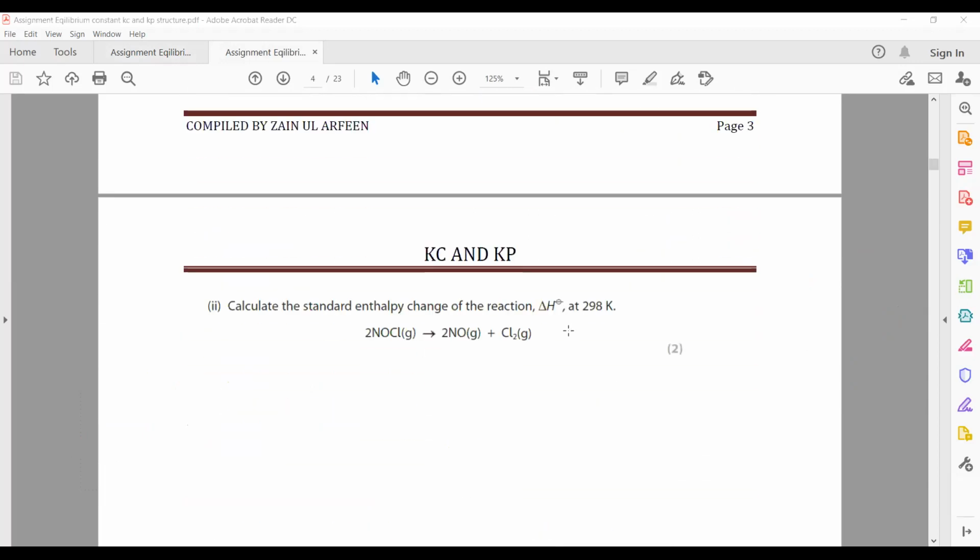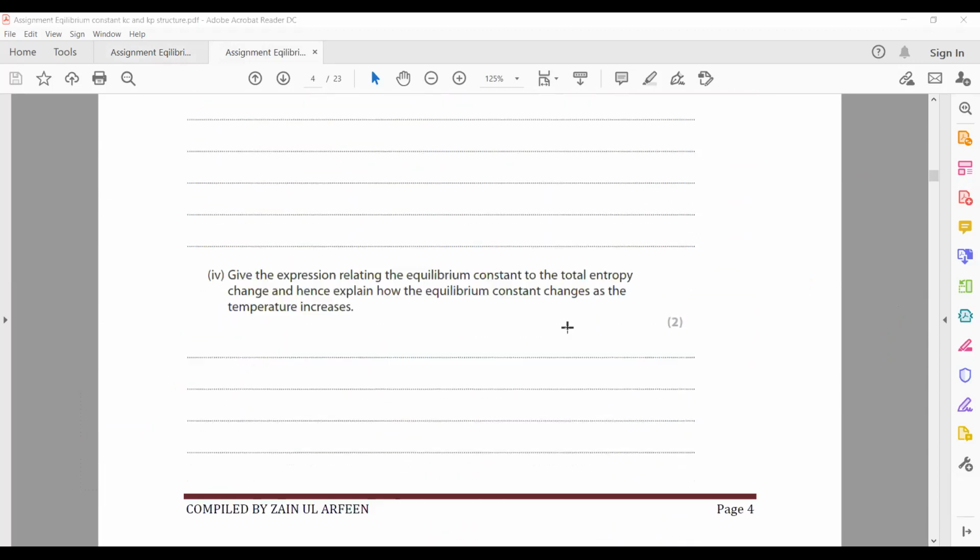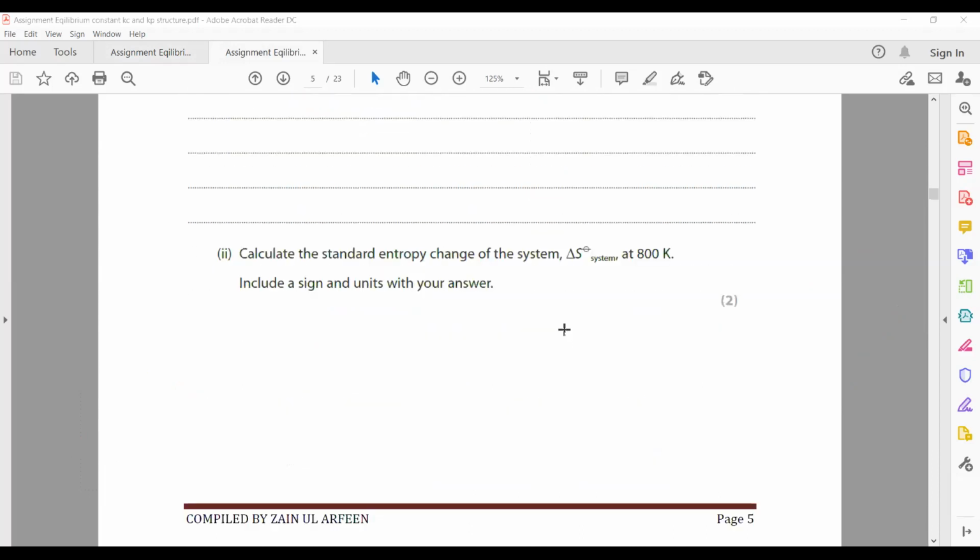This is about entropy, because we already discussed entropy as well.